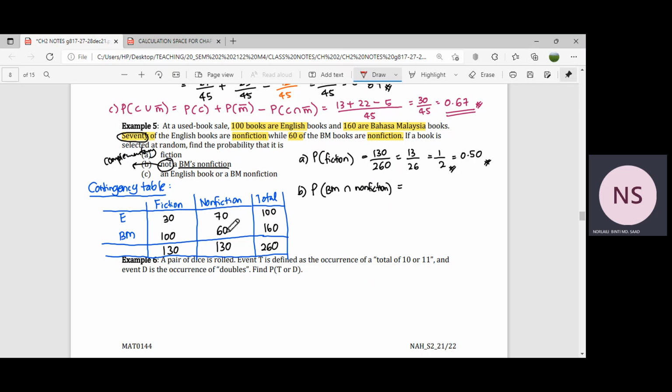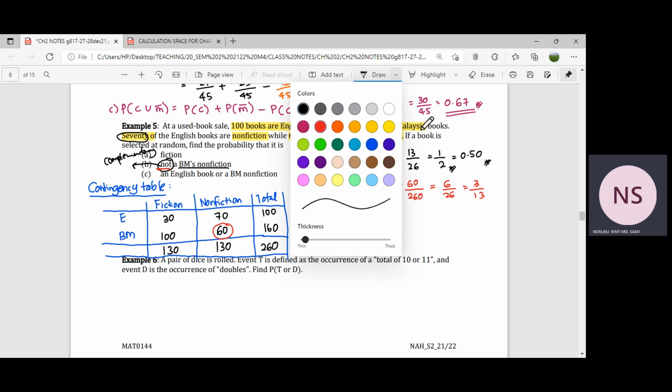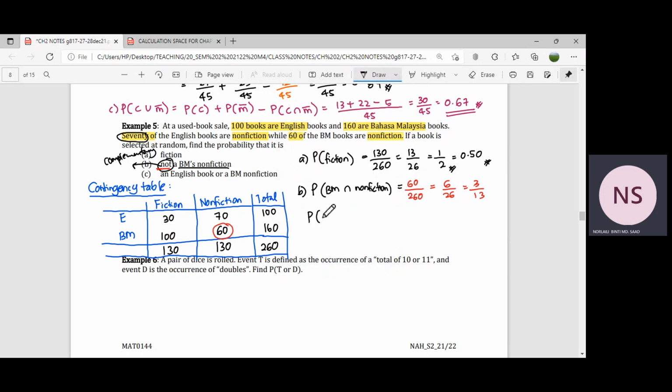BM non-fiction, we have 60, so we have 60 over the total number of books, 260. So we have 6 over 26, which is 3 over 13. But this is not the answer yet, because we need to find the probability for the book which is not BM non-fiction. When it is not, we need to put the bar and take the complementary event. This is BM non-fiction.